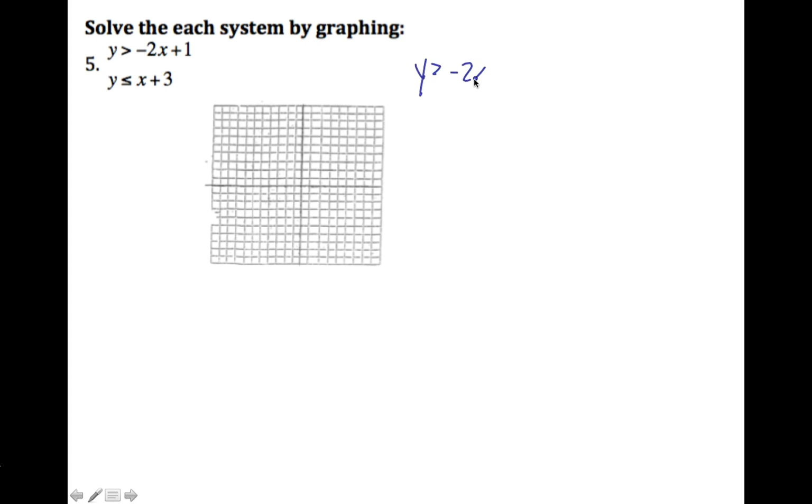So y bigger than 2x plus 1. It's already set up nice. So we're going to first graph the boundary, which is the same thing but with equals. So your y-intercept is at 1. Your slope is 2. So that it's up 2, right 1. And because it is greater than, it's a dashed line.